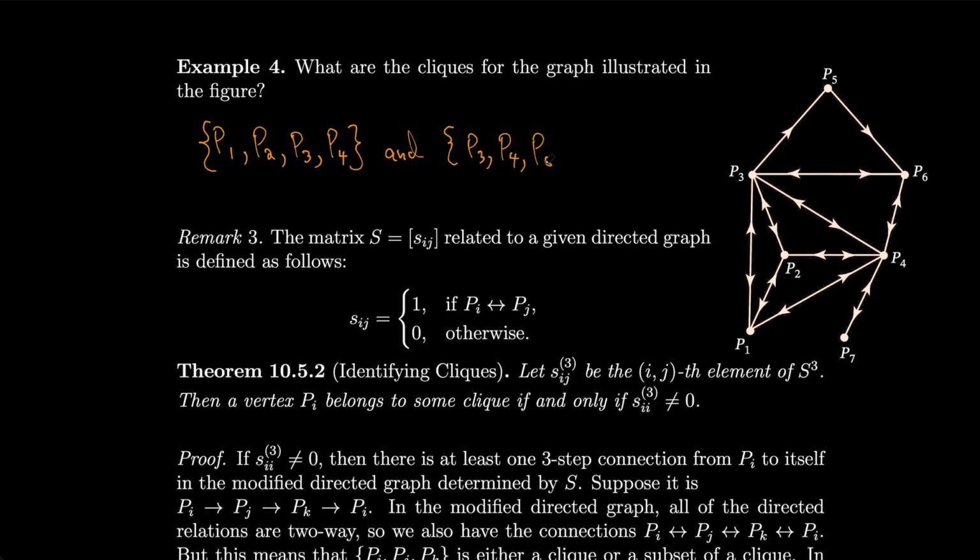P4, P6. We can't just say that 3 and 6 are a clique, because it's not as big as we could make it. It's possible to include 4, so 4 has to be in there.